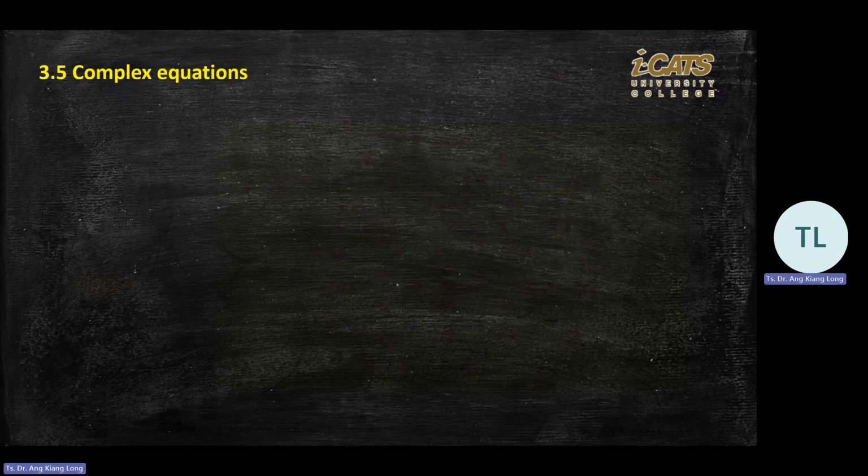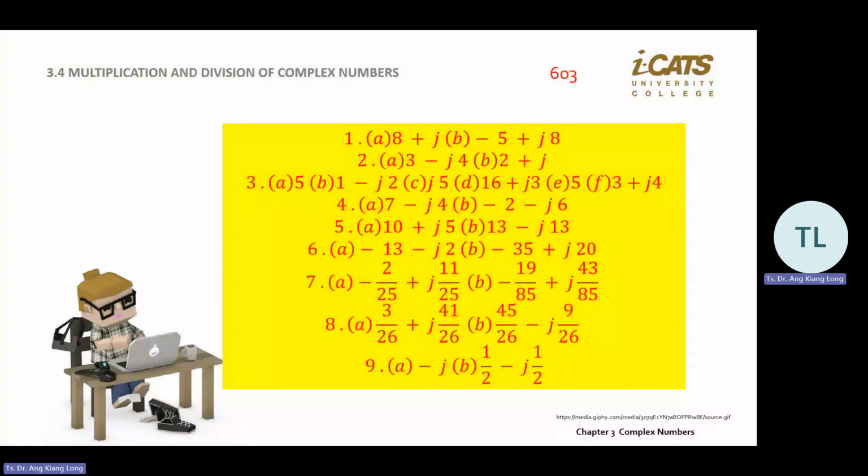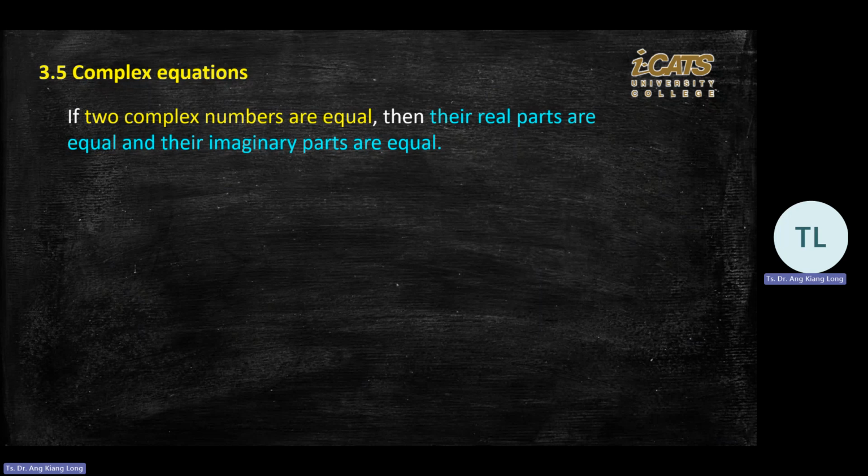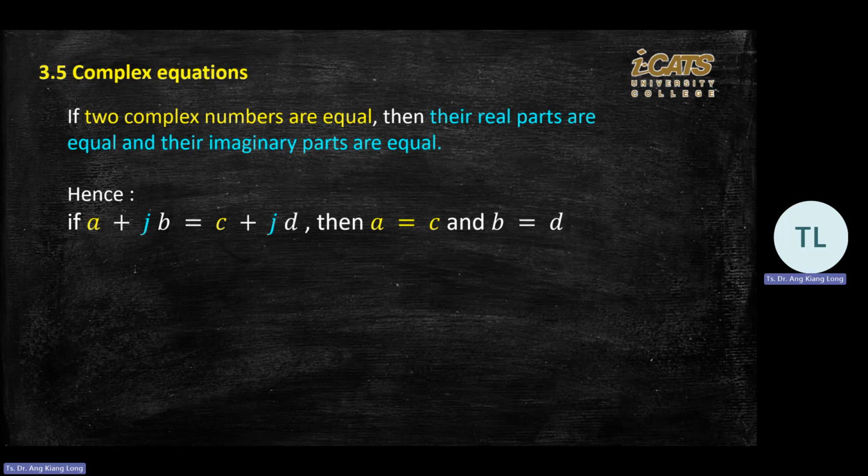So multiplication, addition of complex number should be no issue, right? You just be careful when you copy the number. Like my mistake is I always copy the wrong number. Okay, so if you have two complex numbers that are equal, the real parts are equal, and the imaginary parts are also equal.